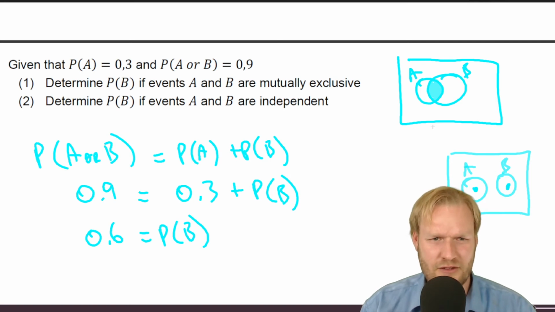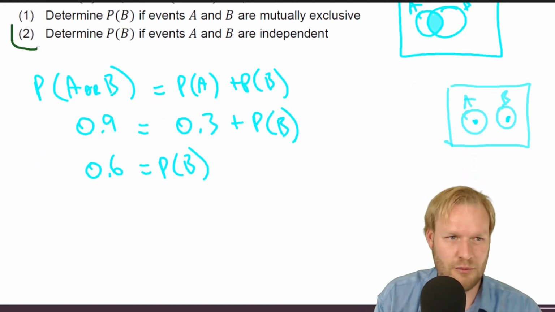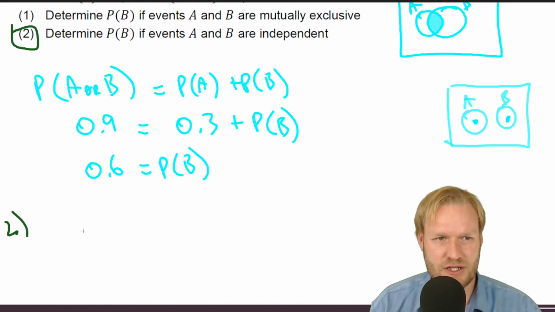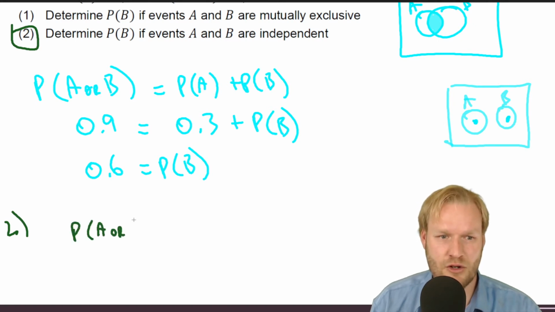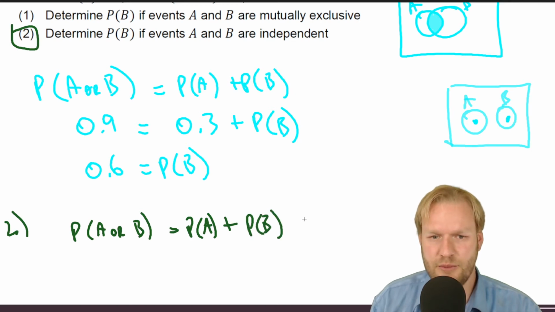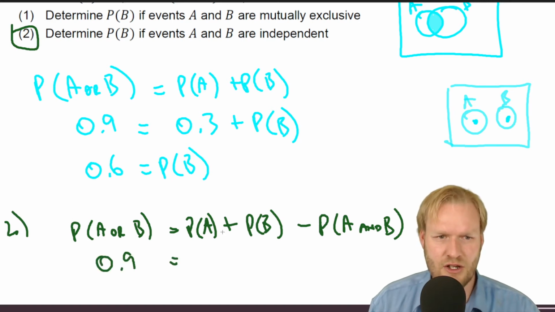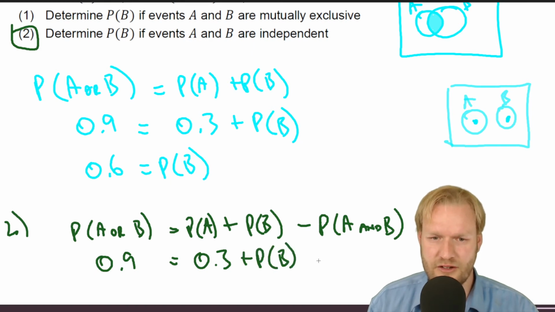Okay, determine P(B) if events A and B are independent. The picture doesn't help us as much anymore, but we're going to use the same formula. So for part 2, we say the probability of A or B is the probability of A plus the probability of B minus the probability of A and B, right? So that's our formula, and we know some of these things. We know A or B, that's still 0,9. The probability of A hasn't changed, 0,3. The probability of B we still don't know. We're trying to figure it out.